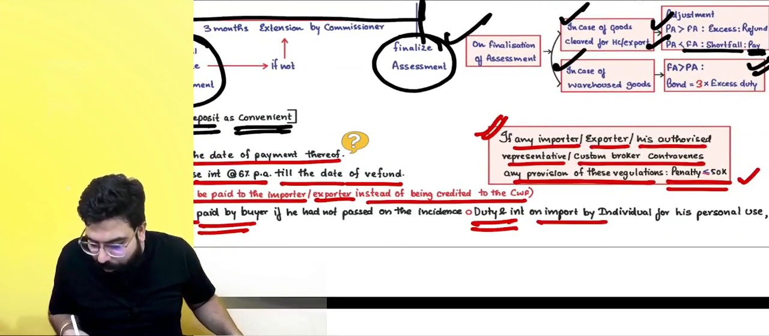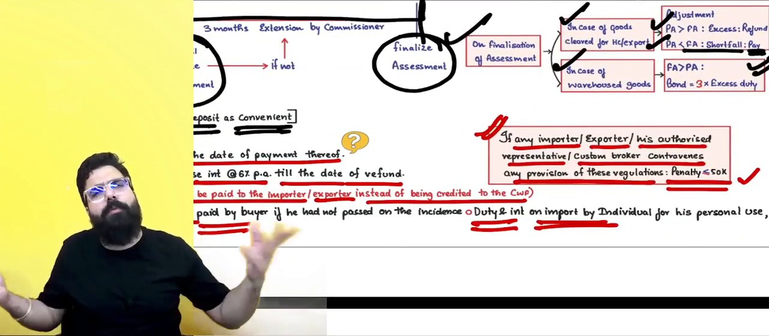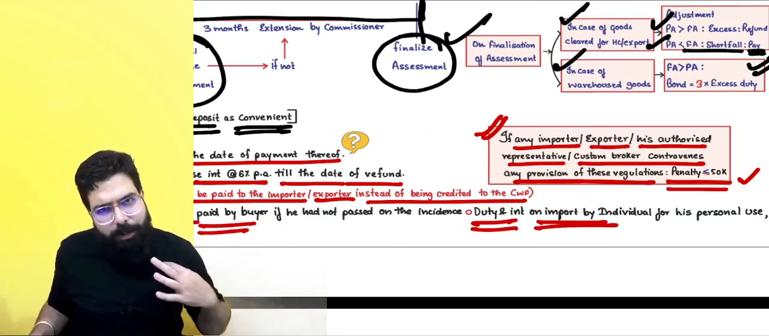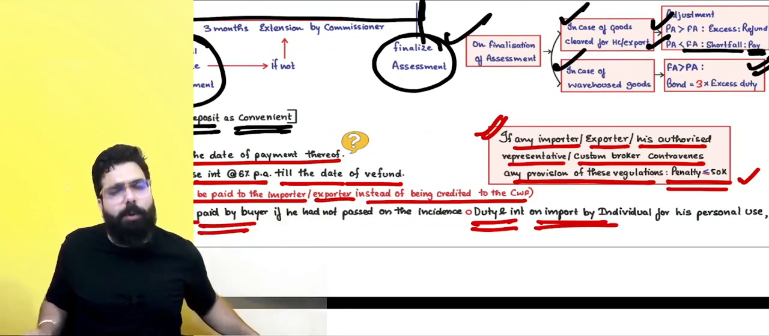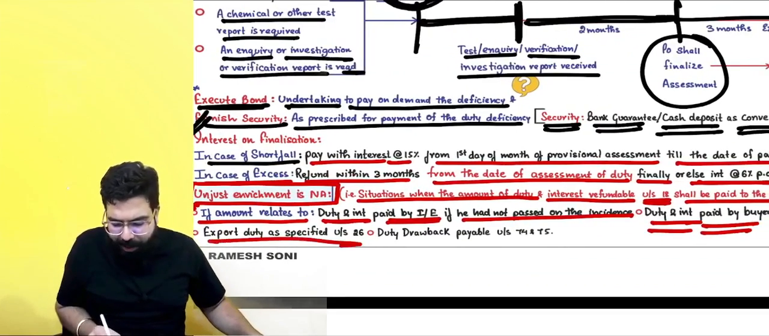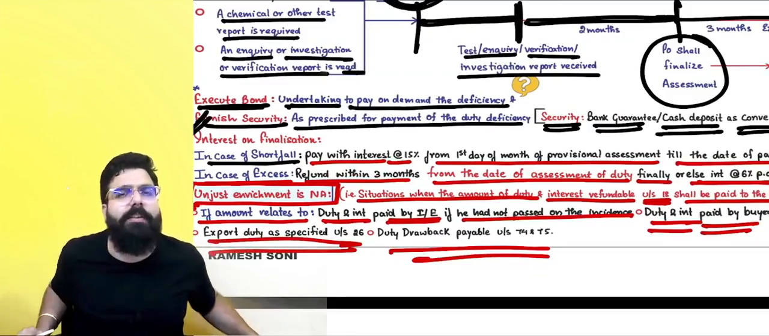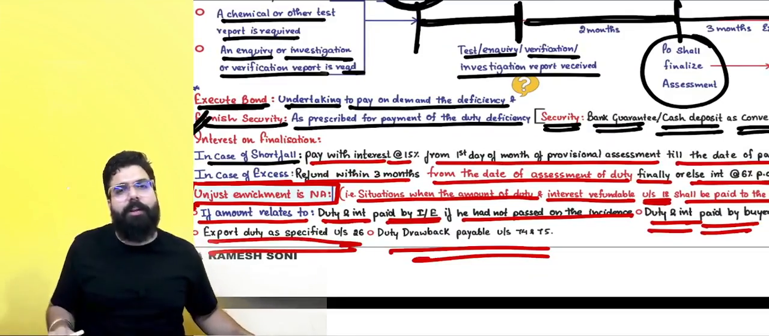Duty and interest on import by an individual. I imported a car for my personal use, paid the duty. Now in this scenario, if there is any refund, that will be given to me and they will not put it in the consumer welfare fund. Export duty refund is also given to me. Duty drawback, the refund is always given to me only. It will never be put in the consumer welfare fund.